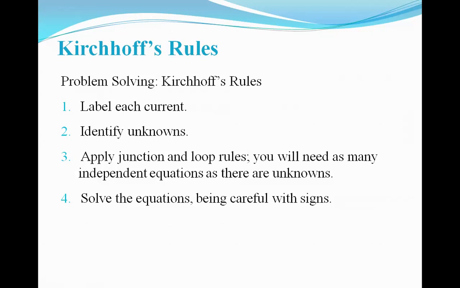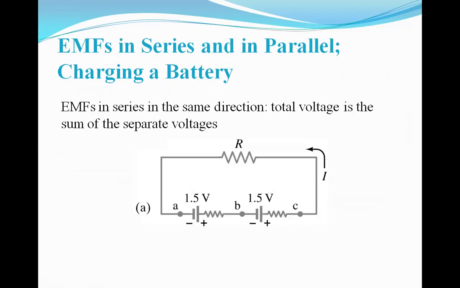Now, if we have EMFs in series in the same direction, the total voltage is the sum of the separate voltages. So the total voltage should be equal to 1.5 plus 1.5, which is nothing but 3 volts. Here we have connected the positive of the battery, this is an internal resistance, we can neglect it here, to the negative, and again this positive is connected to the negative. So this is an EMF series in the same direction.